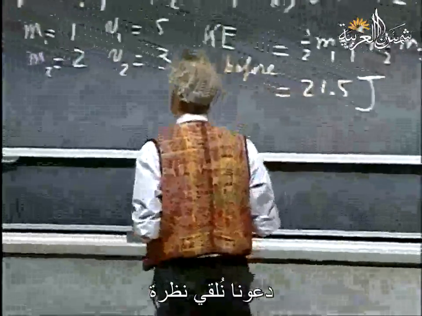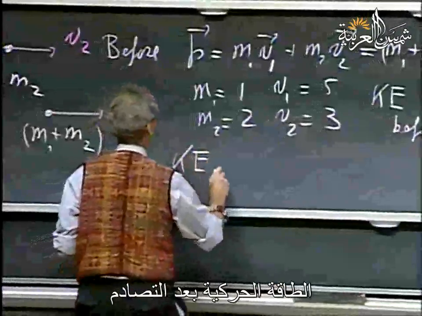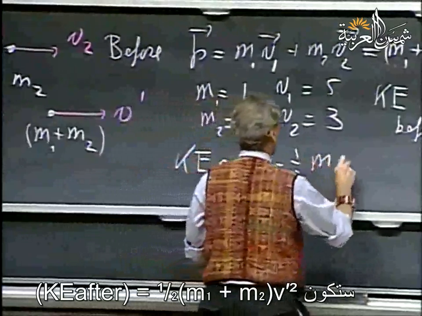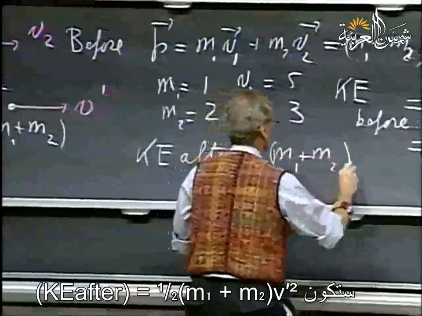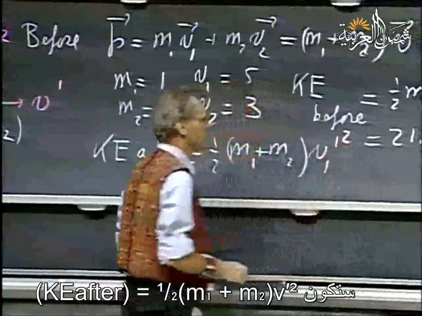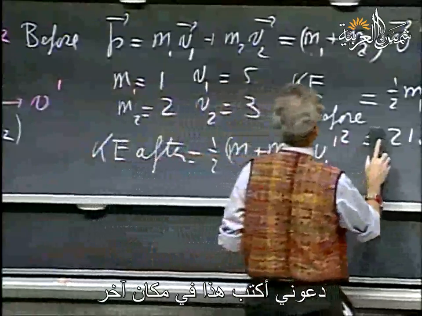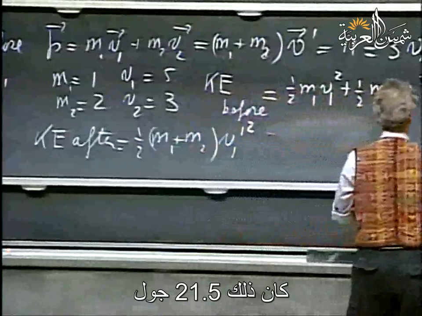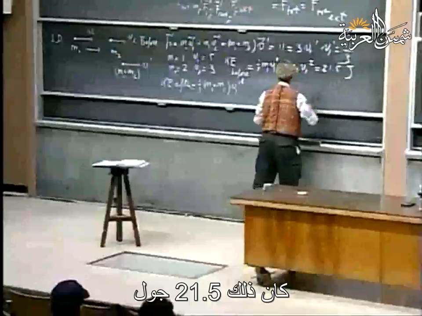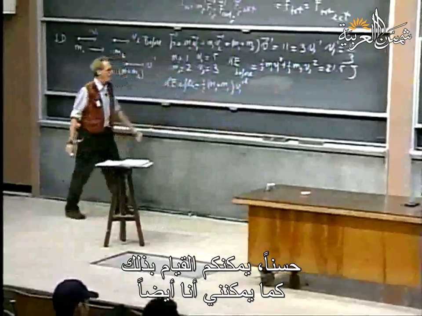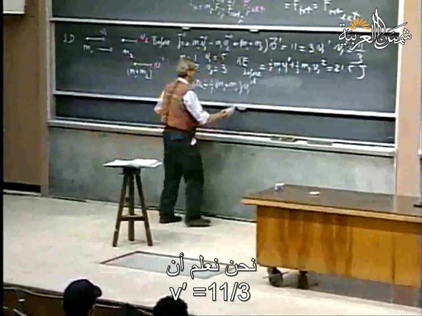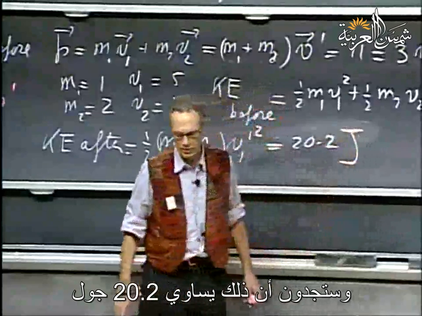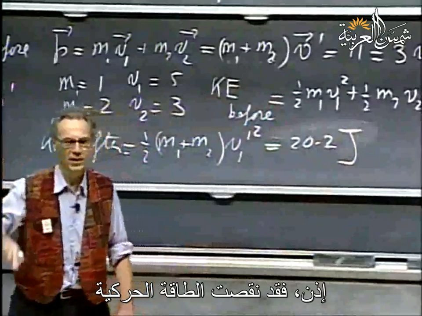Let's take a look. Kinetic energy after the collision. That would be 1/2 (m1 + m2) v' squared. Would we agree? Let me write this at a different location. So this was the 21.5 joules. Well, you can do this as well as I can. We know what v1' is, that is 11/3, and you will find that this number equals 20.2 joules. So the kinetic energy went down.